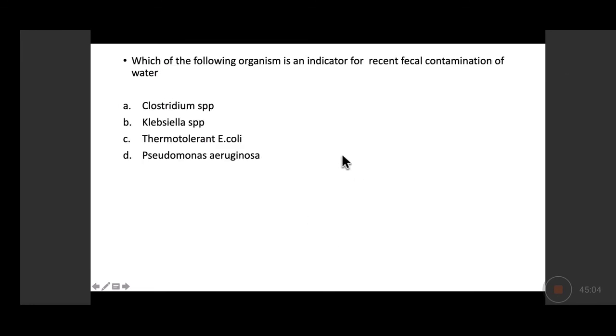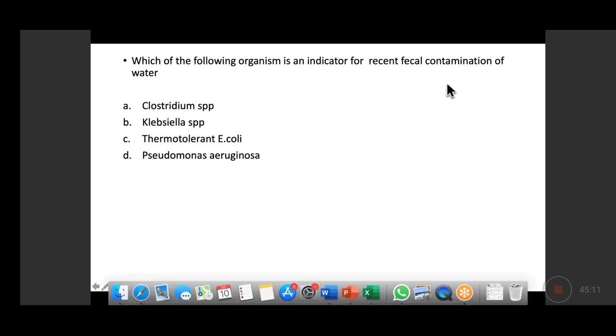So quickly we will solve a few MCQs. Which of the following organisms is an indicator for recent fecal contamination of water? Yes, C, very good. It is thermotolerant E. coli.